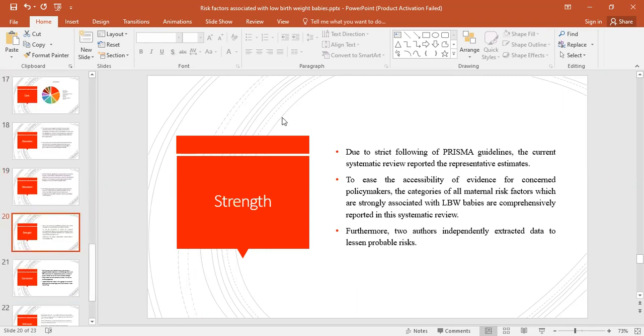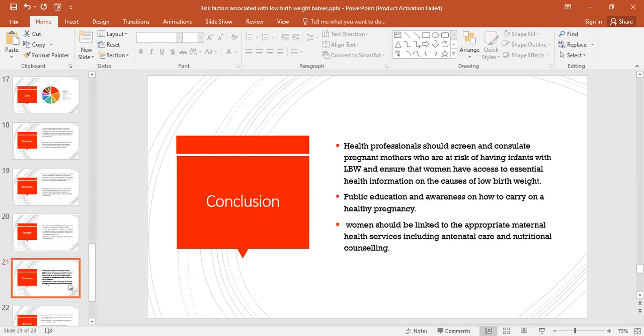The strength of my systematic review: due to strict following of PRISMA guidelines, the current systematic review reported the representative estimate to ease the accessibility of evidence for concerned policymakers. The categories of all maternal risk factors which are strongly associated with low birth weight babies are comprehensively reported in this systematic review, and furthermore, two authors independently extracted data to lessen the probable risk.